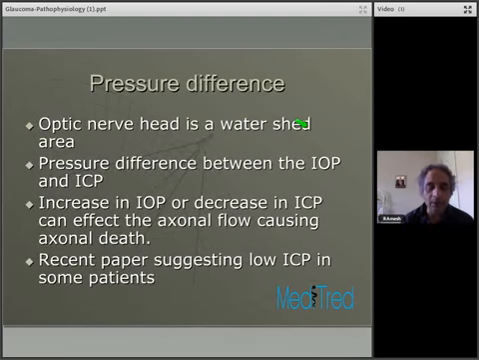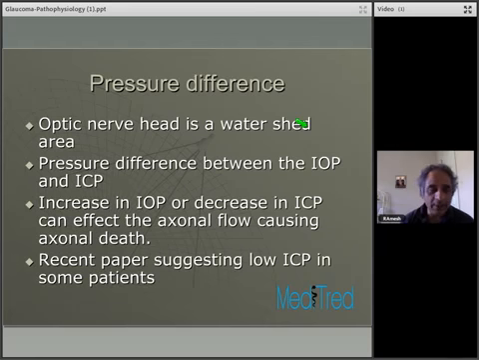Also remember a couple of other points. The optic nerve head is considered a watershed area. There is a pressure difference between the intraocular pressure and the intracranial pressure. Intracranial pressure can also affect the axoplasmic flow. So either an increase in the intraocular pressure or a decrease in the intracranial pressure can affect the axonal flow, causing axonal death.